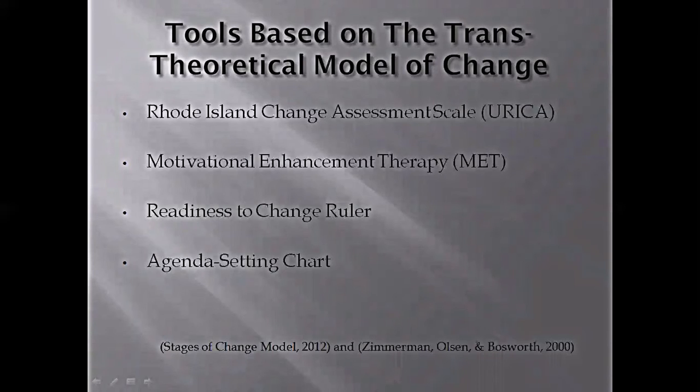Within the primary care setting, we can utilize the Readiness to Change ruler and the agenda setting chart. The Readiness to Change ruler uses a straight line to represent a continuum from the left, which is not prepared to change, to the right, which is ready to change. Patients can identify where they are in the stages of change, and providers can then elicit motivational statements in regards to readiness to change and perceived barriers. The agenda setting chart is used with chronic disease management when multiple lifestyle changes are necessary.